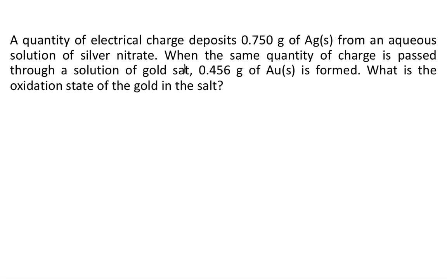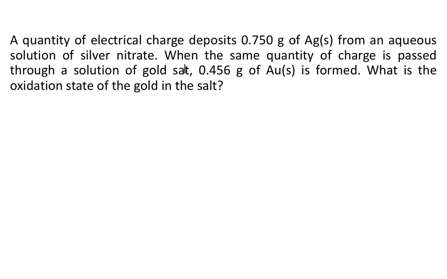A quantity of electrical charge deposits 0.750 grams of silver from an aqueous solution of silver nitrate. When the same quantity of charge is passed through a solution of gold salt, 0.456 grams of gold is formed. What is the oxidation state of gold in the salt?